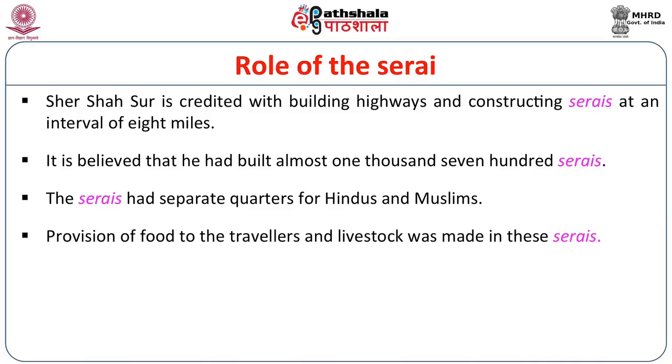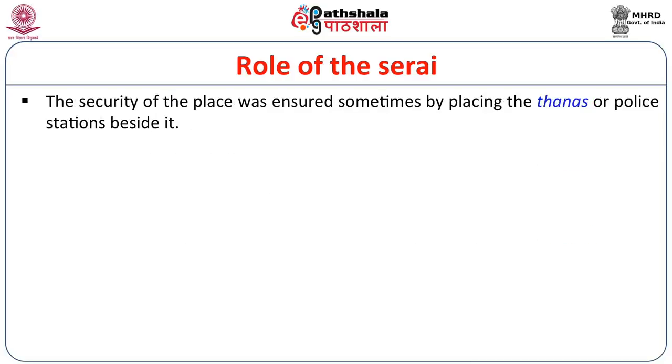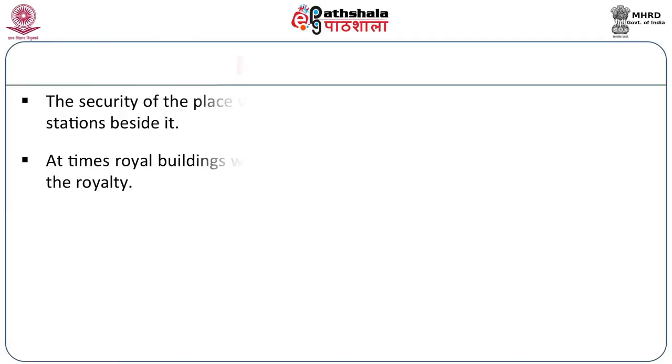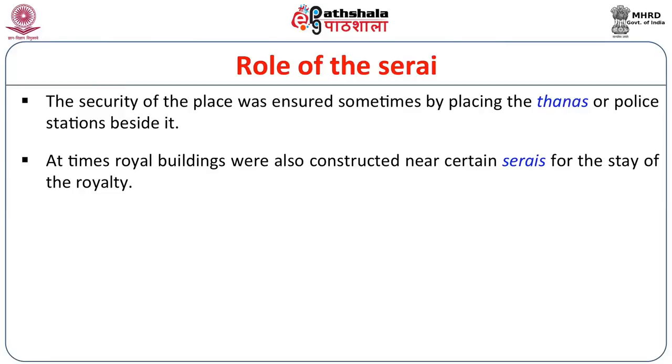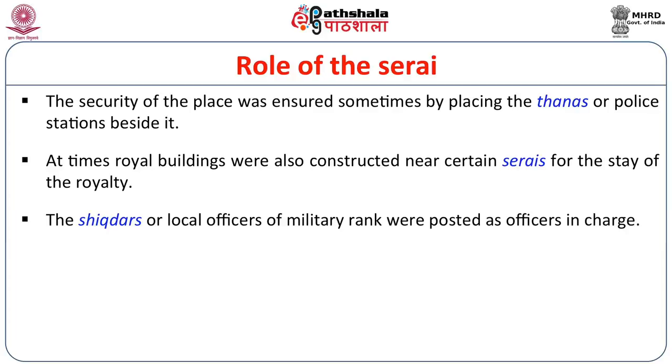Provision of food for the travelers and livestock was made in the sarais at the cost of the state at times, but of course, these costs were also met by the merchants themselves. The security of the place was sometimes ensured by placing the thanas or police stations beside it. Now, it is very interesting to note that one public utility space led to the other during this time. At times, royal buildings were also constructed near certain sarais for the stay of the royalty. The shiqdars, or local officers of military rank, were posted as officers in charge of these places.